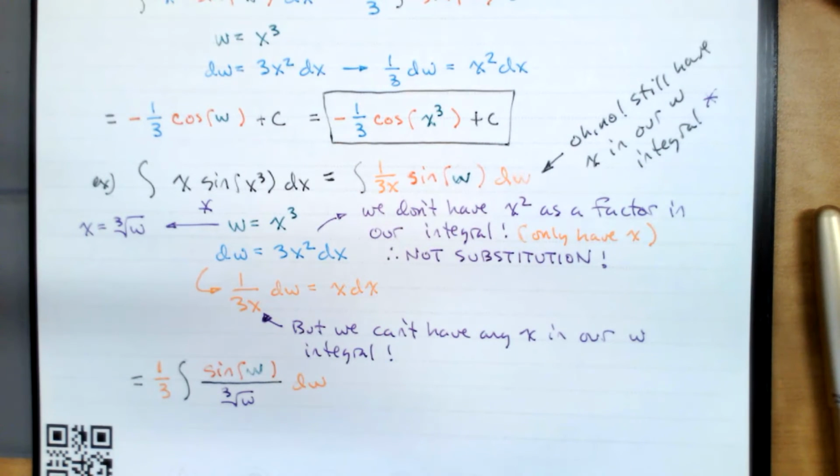This is a perfectly valid substitution. We have gone from an x integral to a w integral. This is what we want to have happen. The only problem is we ended up at an integral that we also don't know. We don't have a technique for dealing with this integral.